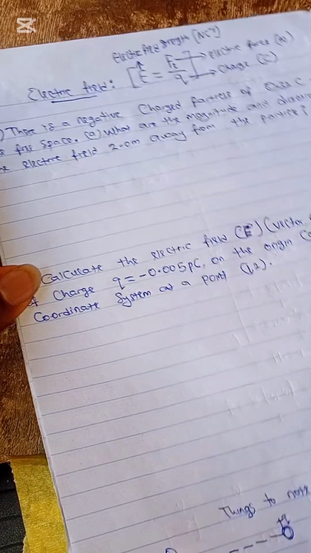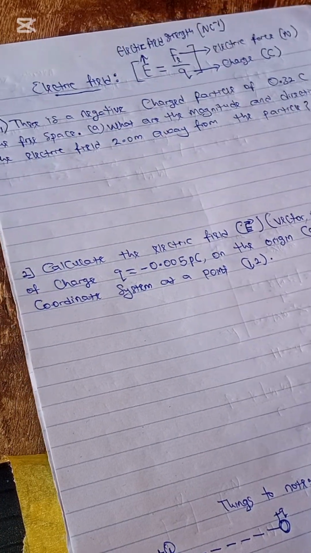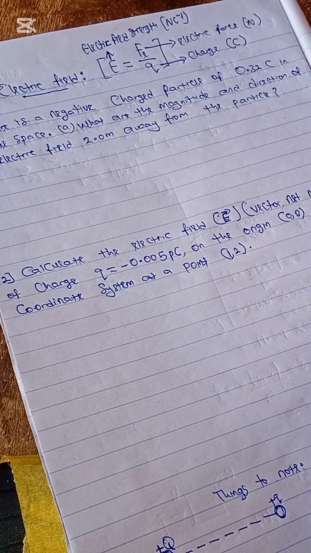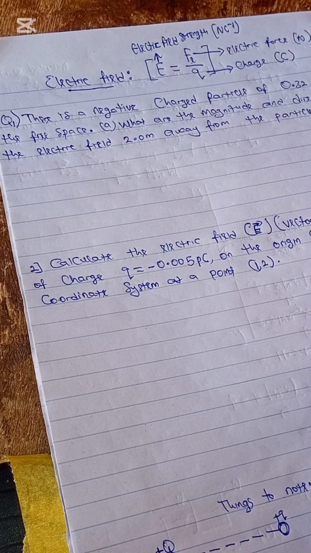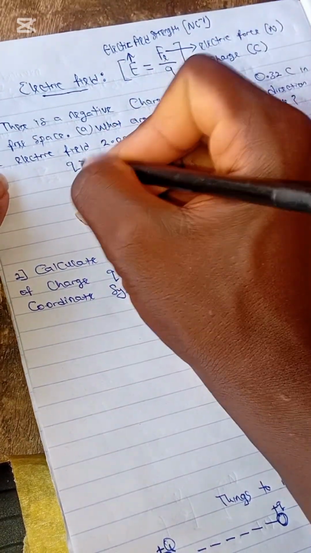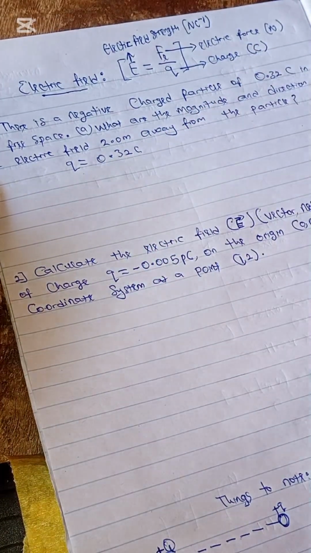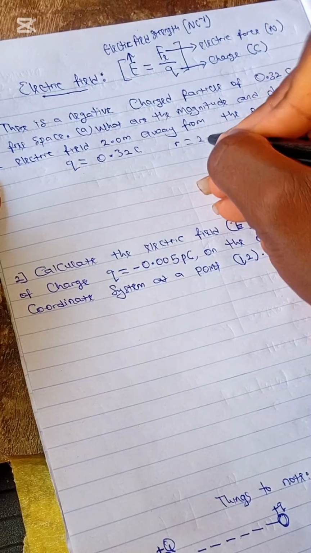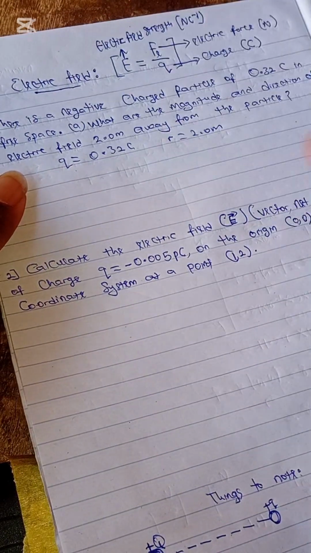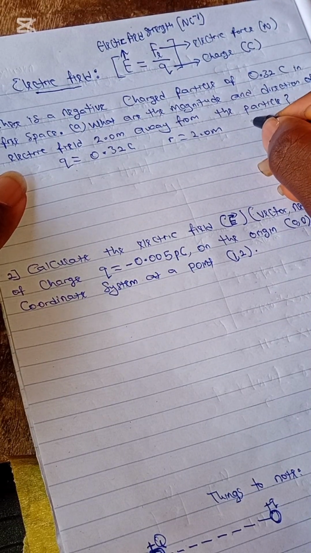Now, there's a negative charged particle of 0.032 Coulomb in free space. What are the magnitude and direction of the electric field 2.0 meters away from the particle? Now, what's your Q? Your Q equals 0.32 Coulomb. What's your R? Distance, 2.0 meters. What are you asked to find? Magnitude and direction of the electric field intensity.